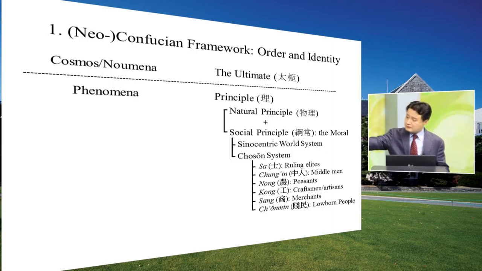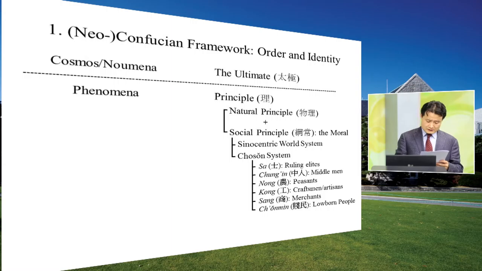And then the second part of this social principle is the Chosŏn system: the principle within Chosŏn, the principle that applies to Chosŏn, the principle that governs Chosŏn. Then what is that?